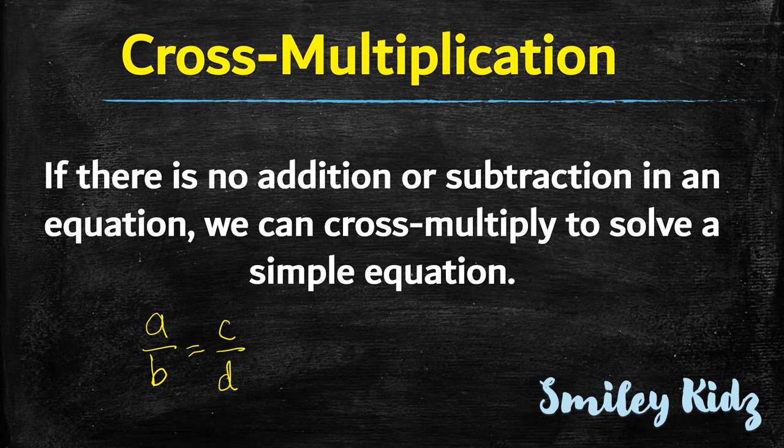We assume that there is a cross sign on the equal to sign according to our requirement. So, it will be A multiplied by D is equal to C multiplied by B. That is, you have to multiply A with the D and B with C. This is the method of cross multiplication.